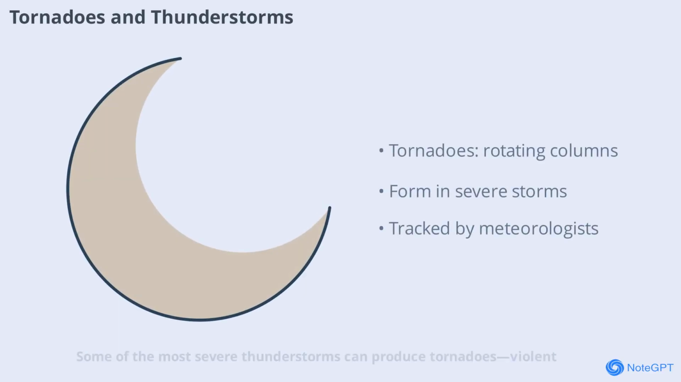One of the most severe thunderstorm hazards is the tornado, a violent rotating column of air that extends from the cloud to the ground. Tornadoes form when wind shear and strong updrafts combine to create a spinning effect within the storm. While not all thunderstorms produce tornadoes, those that do can cause devastating damage in a matter of minutes. Meteorologists use radar and other tools to track these storms and issue warnings when conditions are right for tornado formation.